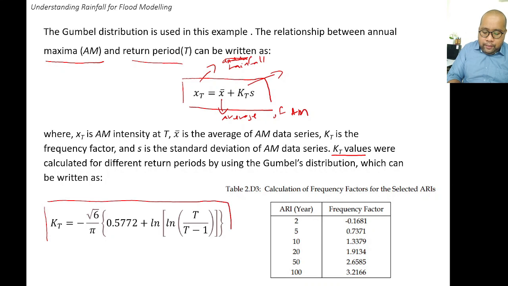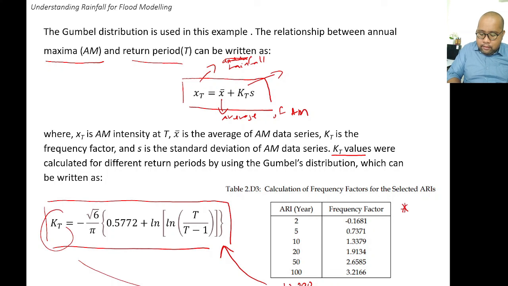You can use this formula, or you can use this table. So it's the same. If you want to estimate the ARI, for example 10,000, you need to use this formula, and you will get the frequency factor, the KT, for 10,000 years ARI. And then S is the standard deviation of the annual maximums. Okay, so that's the Gumbel distribution.